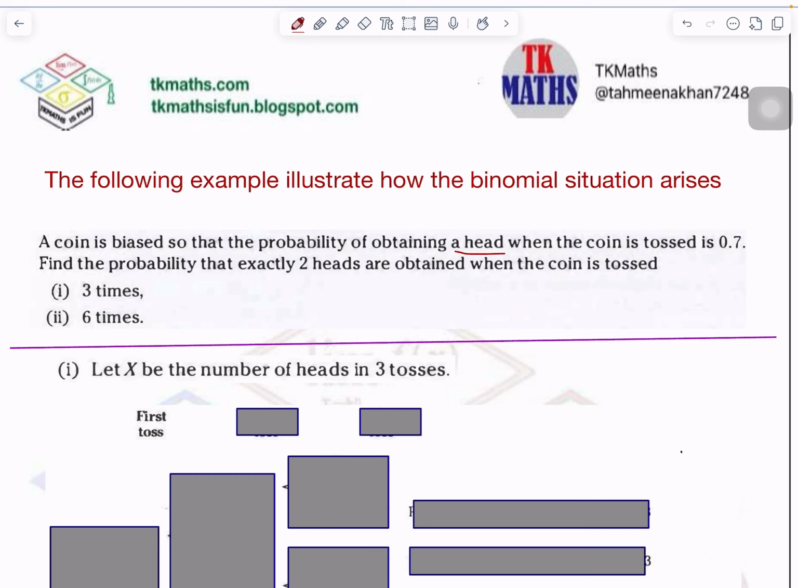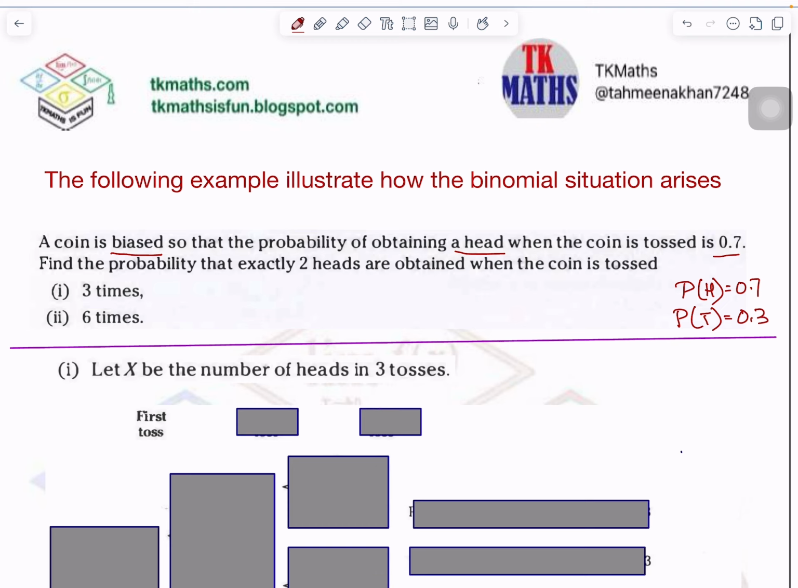By the way, it is a biased coin. Otherwise, head has chance 1/2 and tail has chance 1/2 to appear when you toss it. But right now, because it is biased, the probability of getting head is 0.7. So I can say probability of head is 0.7 and probability of tail is what? 1 minus 0.7, which is 0.3.